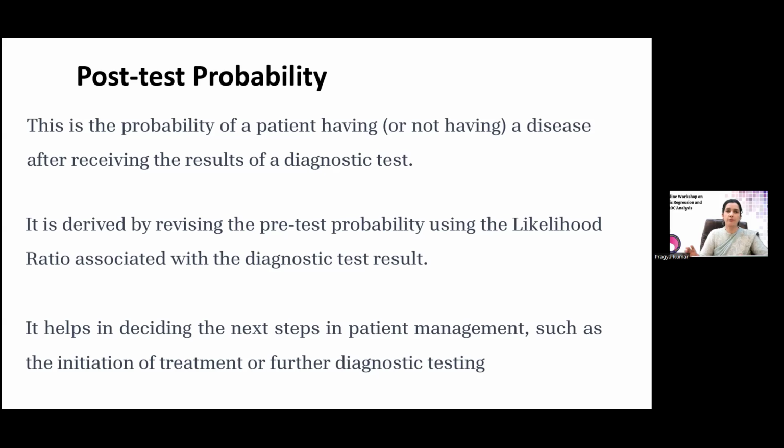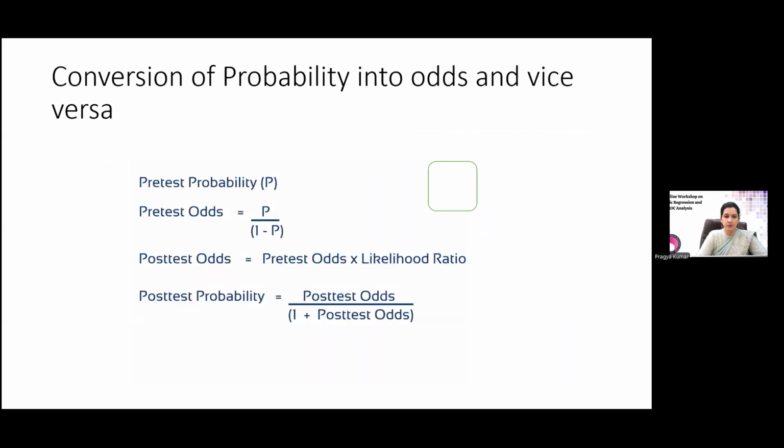So post-test probability is the probability of having or not having the disease after receiving the result of the diagnostic test. It is derived from the pre-test probability and the likelihood ratio. Now, how do we convert this probability into the odds and vice versa? We have seen this in the binomial logistic regression.